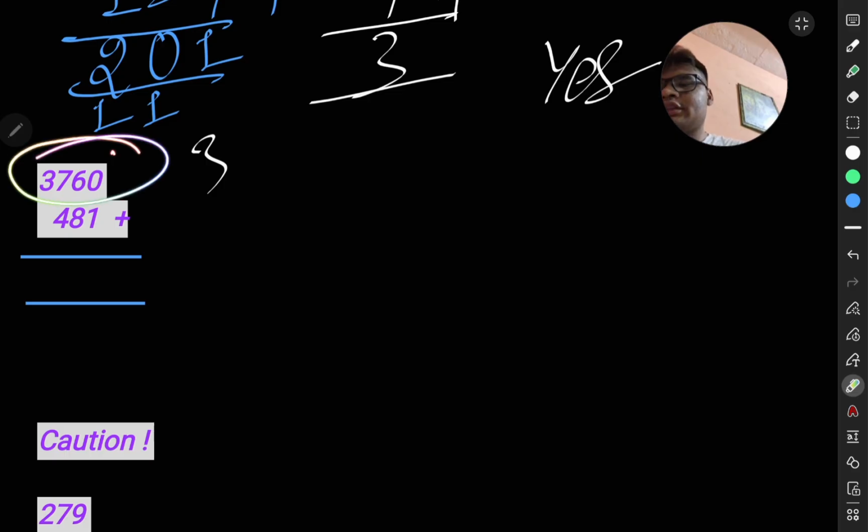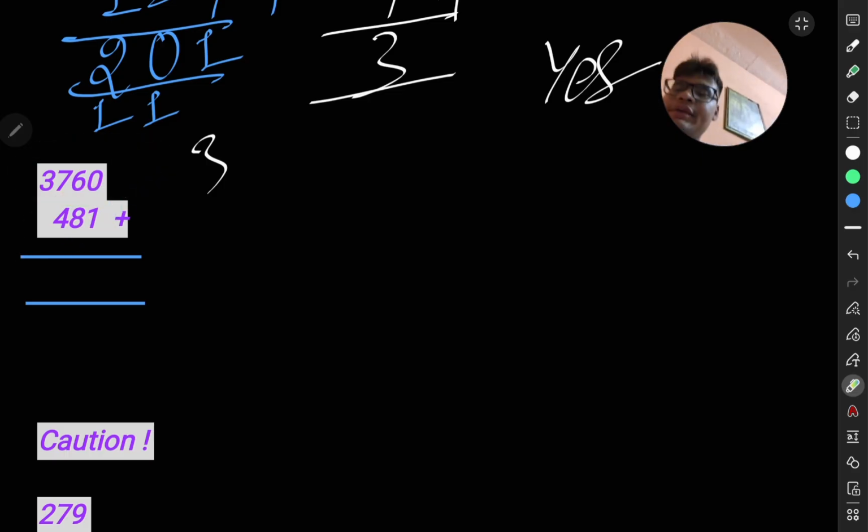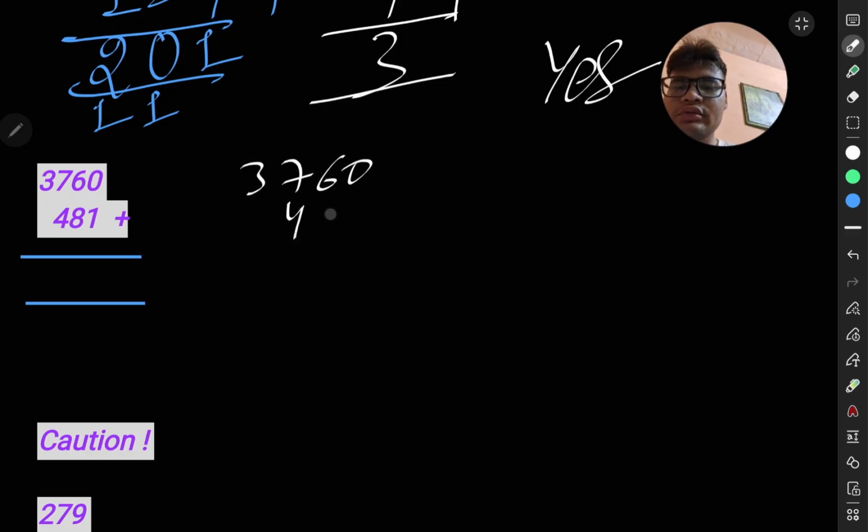Here is 3760 and the second number is 481. Now first we have to find the sum of these numbers, and after that we have to check the answer of this question. So now what will we do? Here is the first digit. Here is 3760, 481.